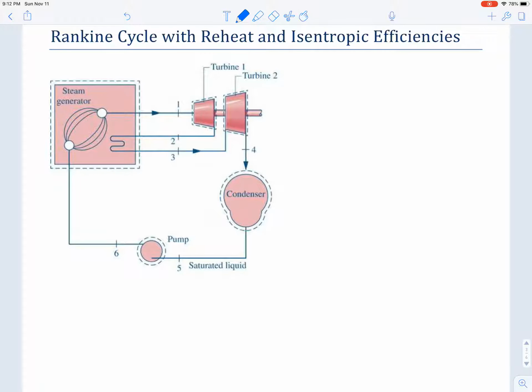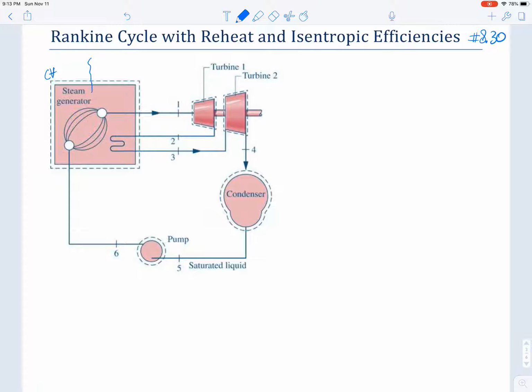Okay, let's work an example. This is going to be a Rankine cycle that incorporates reheat between two turbines, and we're also going to include isentropic efficiencies in the turbine and the pump. I believe this is modeled after problem 830 in your heat transfer textbook, and that builds off problem 829, just FYI.